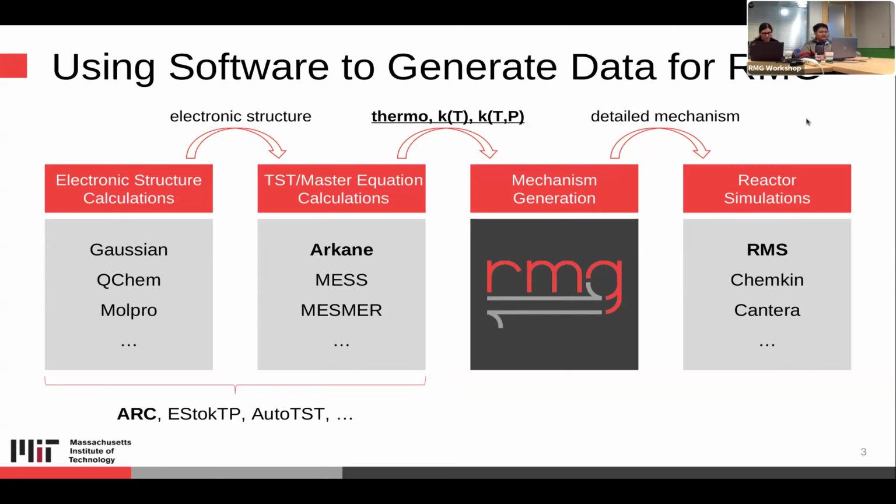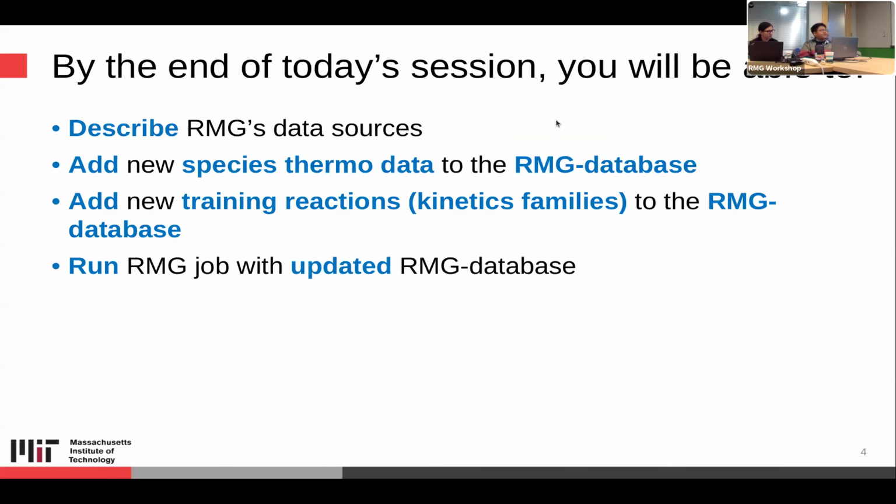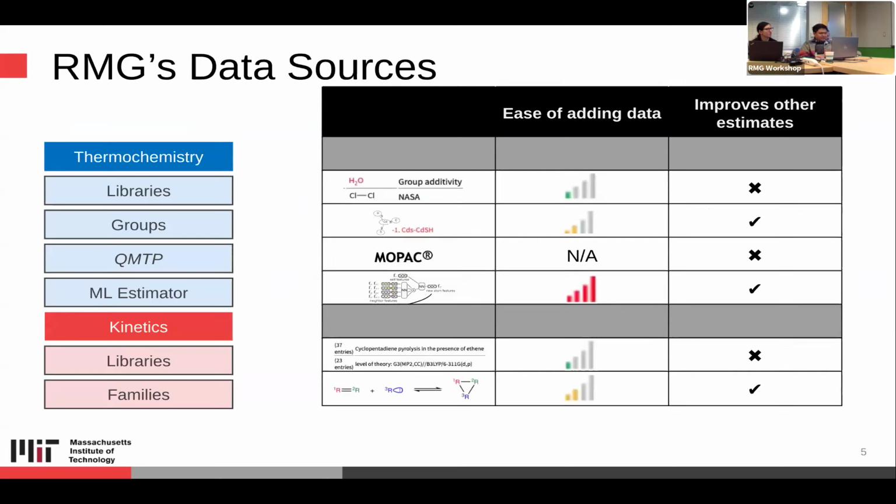So today, we'll talk about how to go from this middle part, the thermo and kinetic data, and put that into RMG specifically. By the end of today's session, you'll be able to describe RMG's data sources, add new species thermodata, and add new training reactions. Sorry, this last point is not correct. We won't talk about running the RMG job with the updated RMG database, but you should be able to do that regardless.